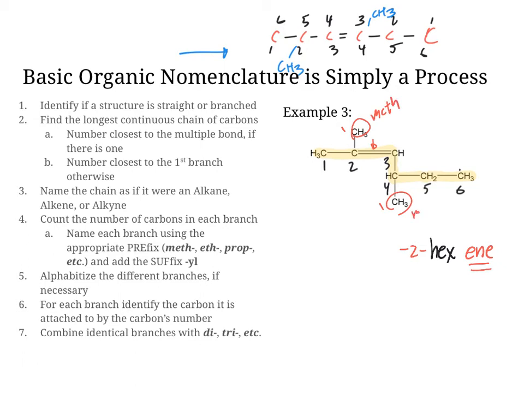Both of them are going to be meth. And because they're branches, they get the YL suffix. And because I have 2 of the same type of branches, I'm going to have to use the prefix di. So this is going to be a dimethyl. So I'm going to try to write that appropriately with the right space. So dimethyl.